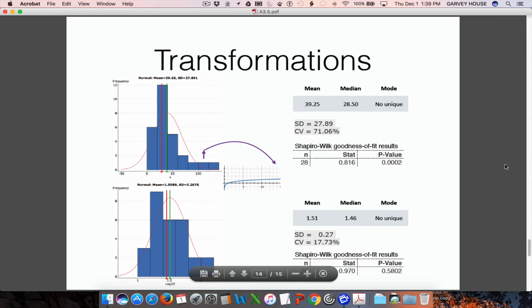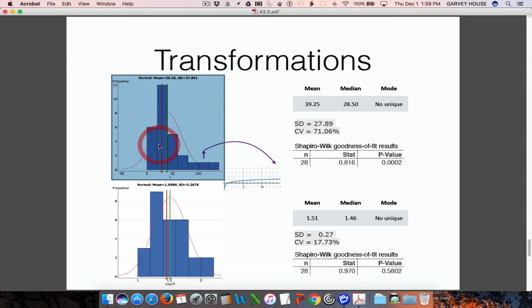So I'll run through a little example here. This is the distribution that we were dealing with in the beginning of this presentation, and these are all of the results that we covered.